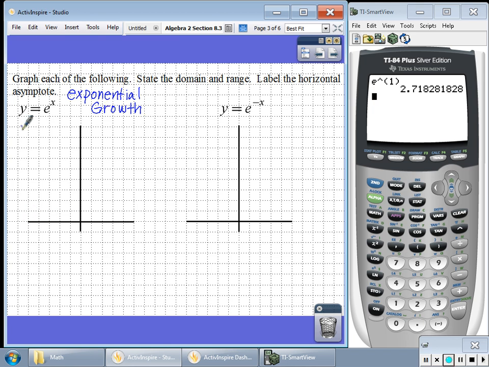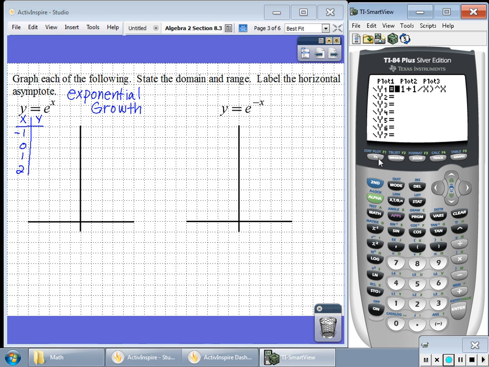And so what we want to do is make a table of values when x is -1, 0, 1, and 2. And into y equals, we're just going to put e, and the e is located right here above the button that says ln, and we're going to be learning about that later. But e to the x, close my parenthesis. I need to go back to my table and turn the independent variable back to auto, and then look at my ordered pairs here.